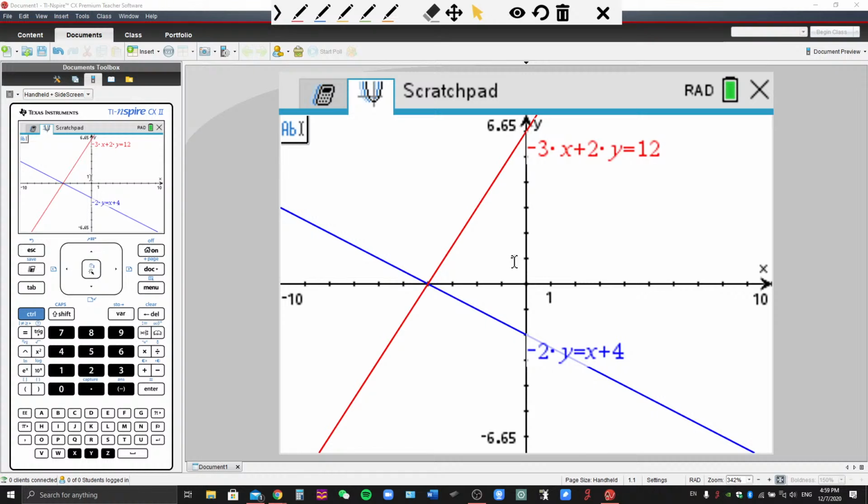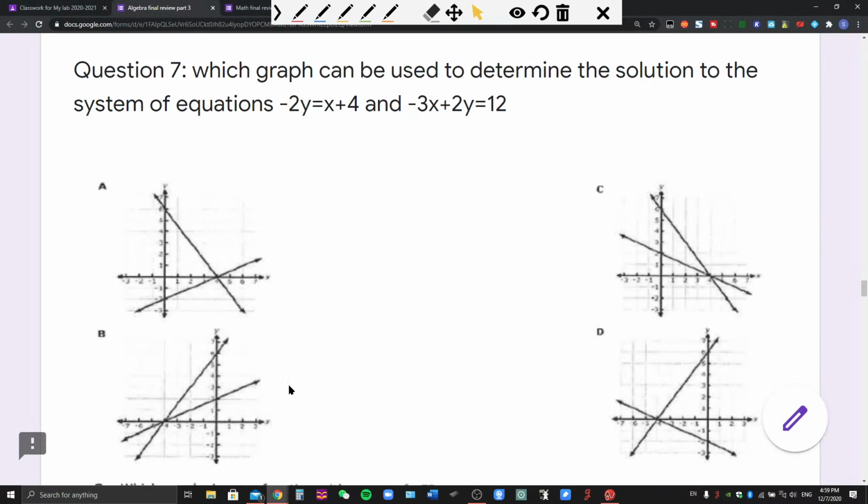I think, see, the two lines are almost perpendicular to each other. Okay, they are almost perpendicular to each other. And if we observe B and D, you will see D is more likely because D is almost perpendicular, and B, the two lines are too close to each other.